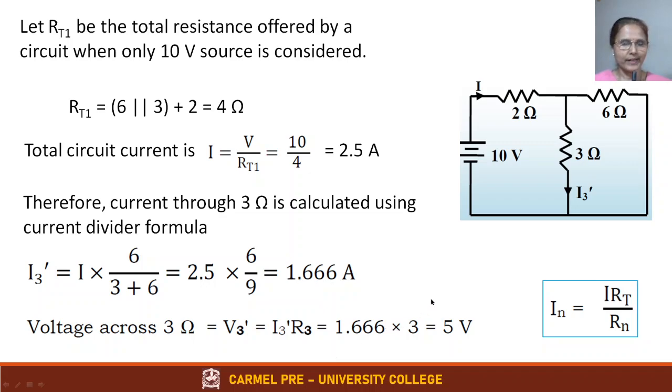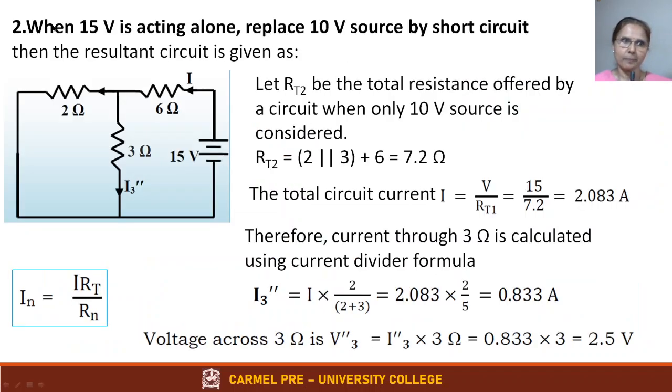Now we have to find I3 double dash because of the other source and V3 double dash. So that we will see here. When 15 volts is acting alone, 10 volts should be shorted. And the circuit looks like this. So with this, now we have to find I3 double dash flowing through 3 ohms. How to find that? Again, you need to shrink the circuit. You have to minimize the resistors, looking at how they are connected, parallel, series, etc.